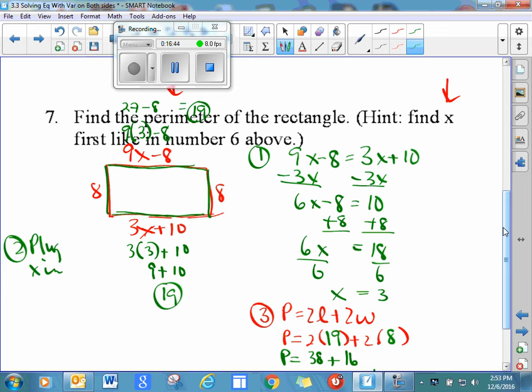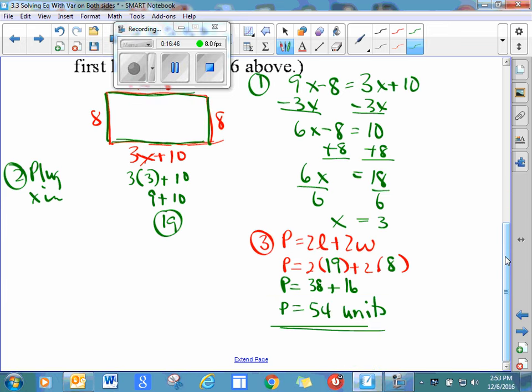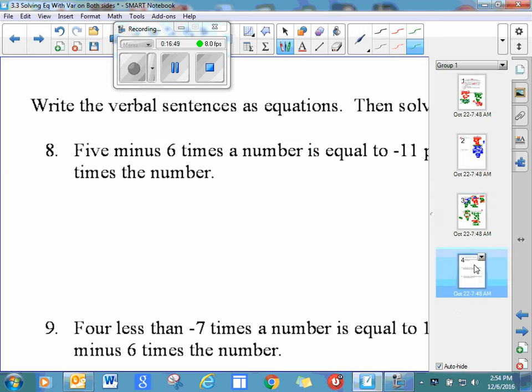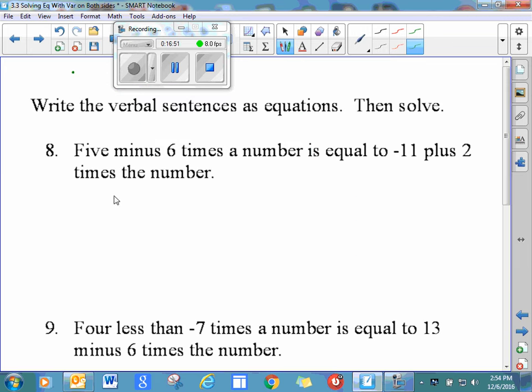We're going to go down and do just a couple quick ones. At least set them up, and then I may just leave these for you to solve. So again, now we're taking these verbal sentences and we're writing equations, and then we're solving them. So 5 minus 6 times a number, 6x, is equal to negative 11 plus 2 times the number.